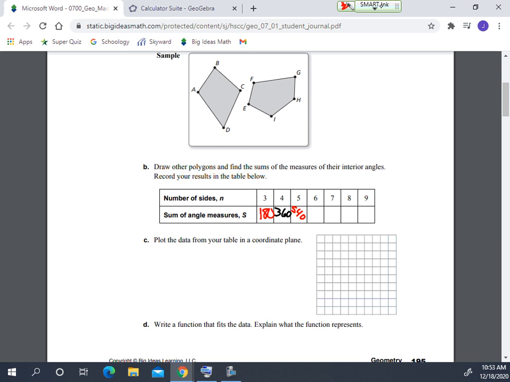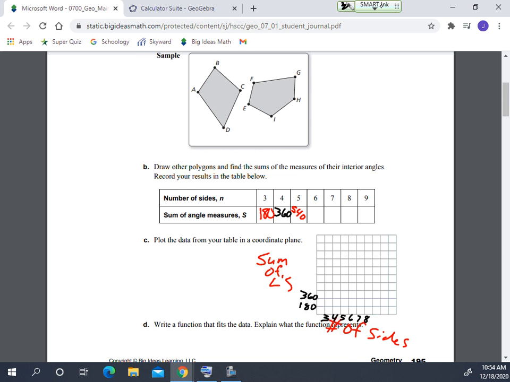So down here is going to be my number of sides, and this is going to be my sum of angles. Okay, so if I start here, and I say this is 3, this is 4, 5, 6, 7, 8, whatever it may be, and I know that I start at 180, and so 180, 360.